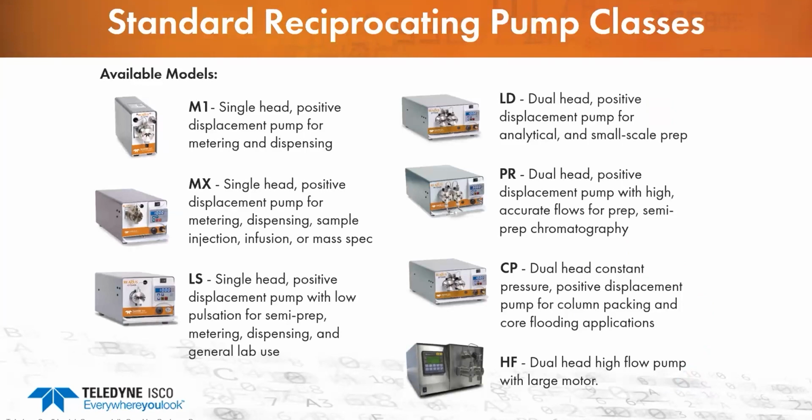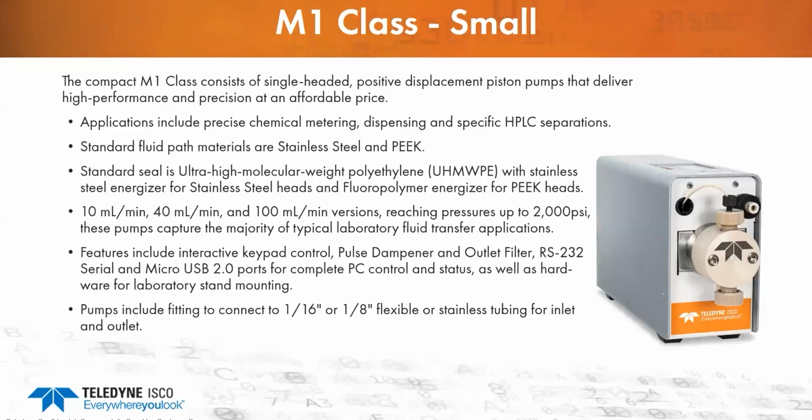Next, we'll look at reciprocating pumps. We offer 3 single pump head models and 4 dual pump head models with flow rates ranging from 0.01 mL per minute all the way up to 300 mL per minute and pressures up to 18,000 psi. The M1 is the smallest and most affordable single pump head reciprocating pump model with 3 different flow rates.